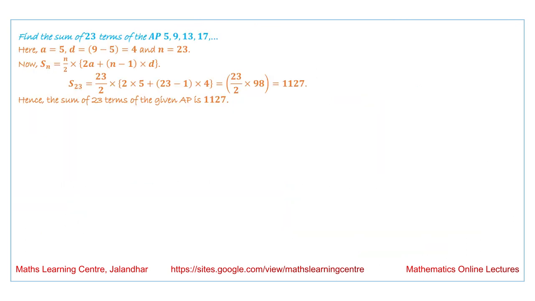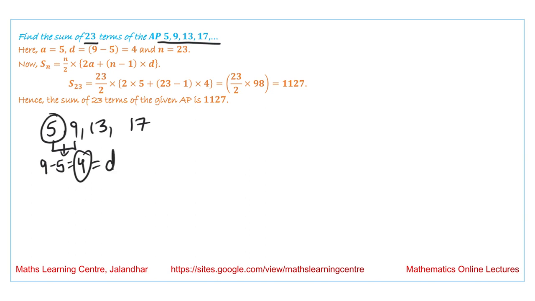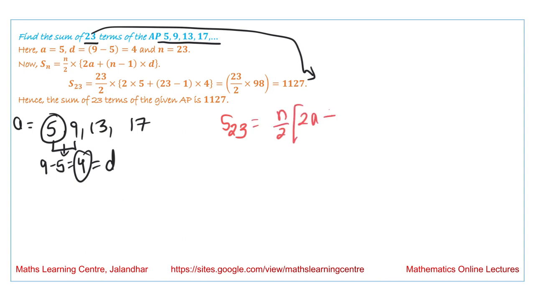Next, this question: find the sum of 23 terms of the AP 5, 9, 13, 17. Now if we look at the common difference, it is 9 minus 5, which is equal to 4. This is the value of D, and this is the value of A. How many terms are there for which we want to calculate the sum? We want to calculate the value of S23, and the formula we have is n by 2 into (2A plus (n minus 1) D).